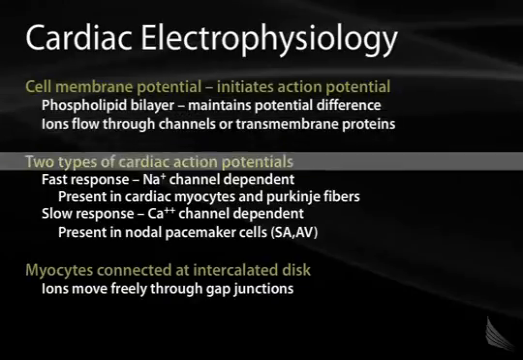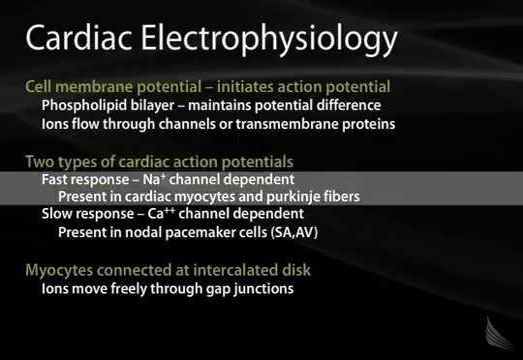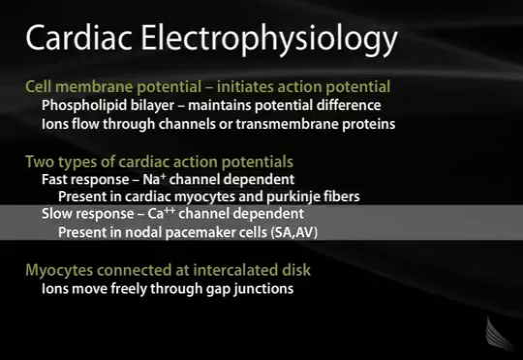There are two types of cardiac action potentials when these cells are activated. One type is the fast response action potential, which is sodium channel dependent. This is present only in cardiac myocytes and in Purkinje fibers. The slow response action potential is calcium channel dependent, and this is only present in pacemaker cells in the sinoatrial and the atrioventricular node.